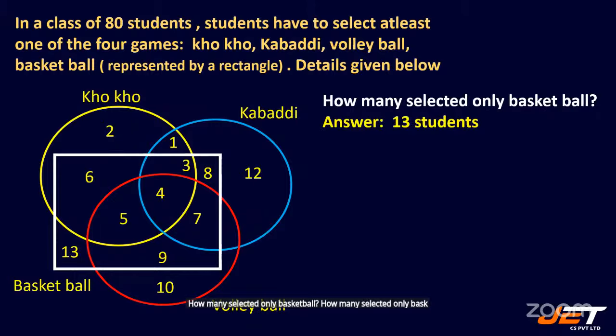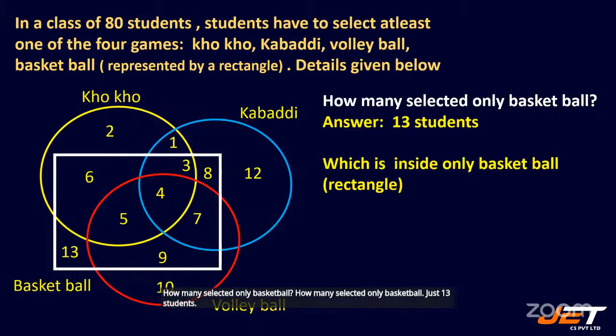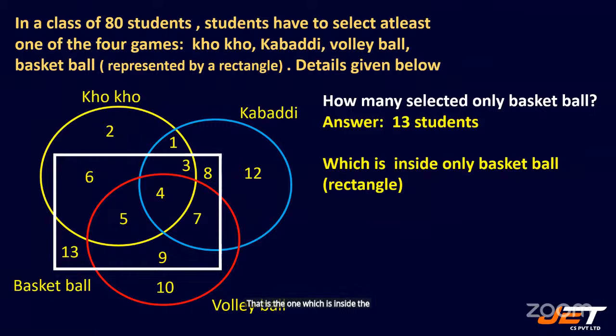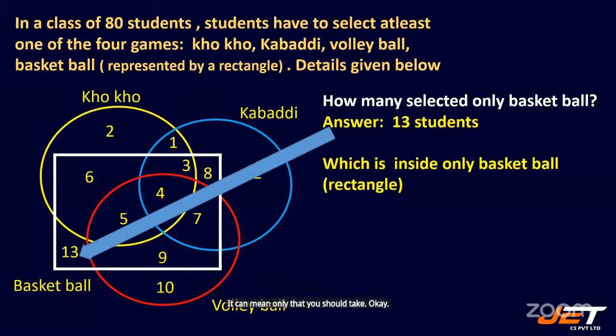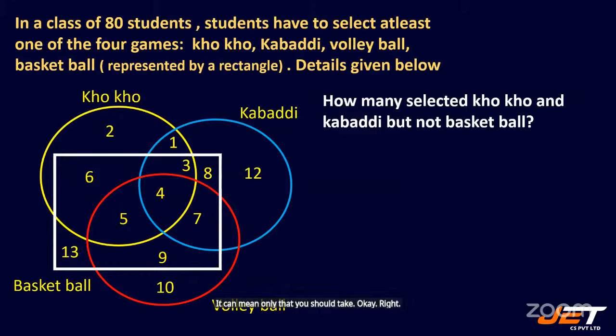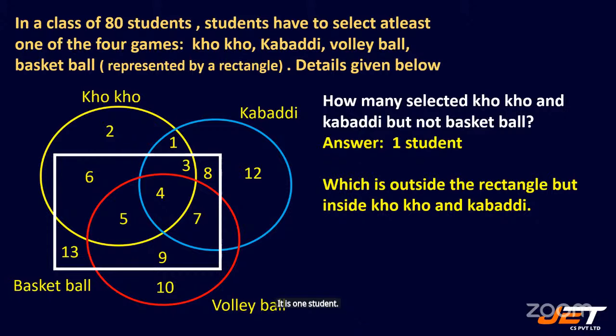It is 13 students. That is the one which is inside the basketball rectangle, only that you should take. Okay, right. Next, how many selected Kho and Kabaddi? It is one student, right? It's the one which is outside the rectangle, but inside Kho and Kabaddi.